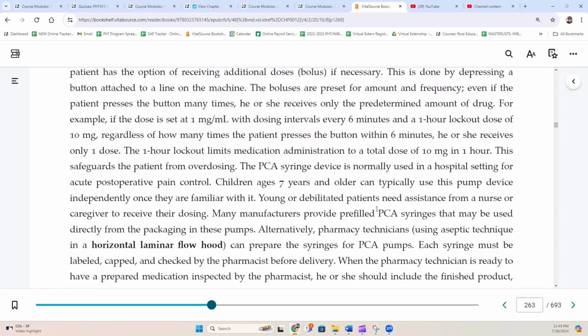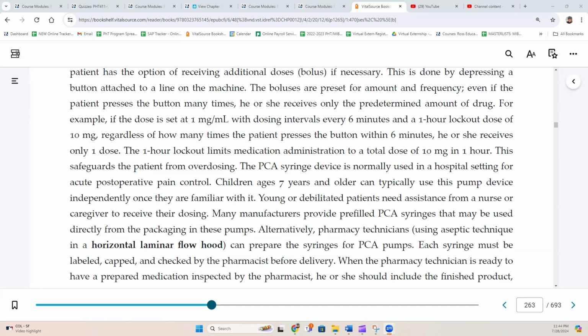The 1 hour lockout limits medication administered to a total dose of 10 milligrams in 1 hour. This safeguards the patient from overdosing. The PCA syringe device is normally used in a hospital setting for acute post-operative pain control. Children ages 7 years and older can typically use this pump device independently once they're familiar with it. Young or debilitated patients need assistance from a nurse or caregiver to receive their dosing.